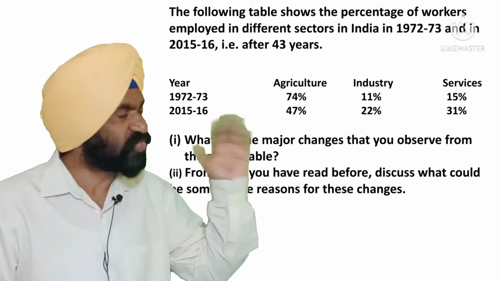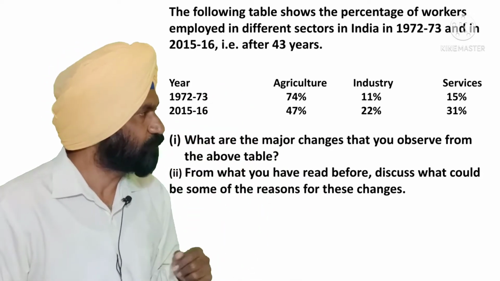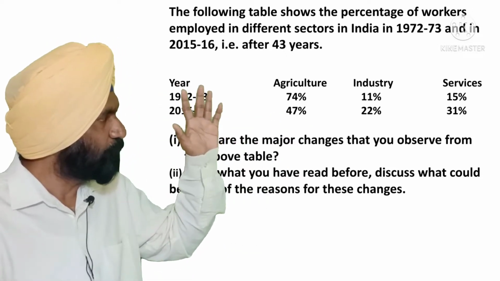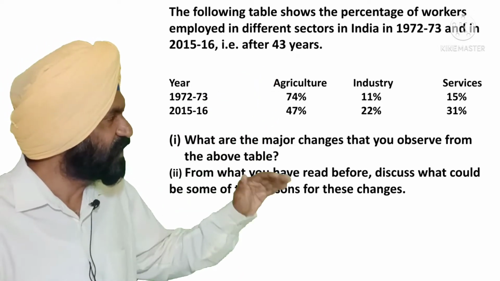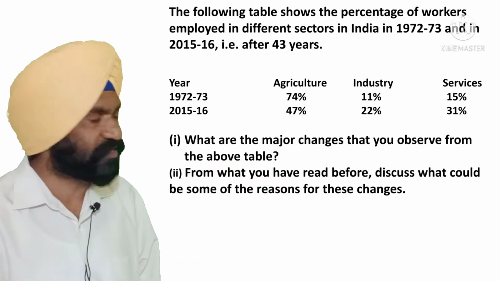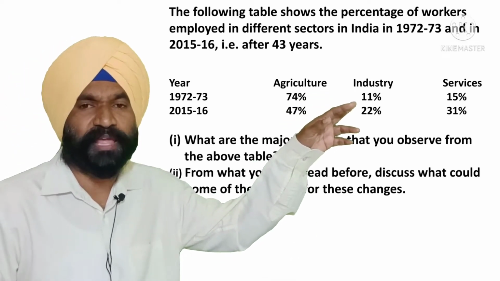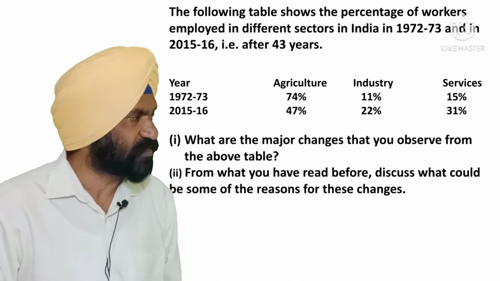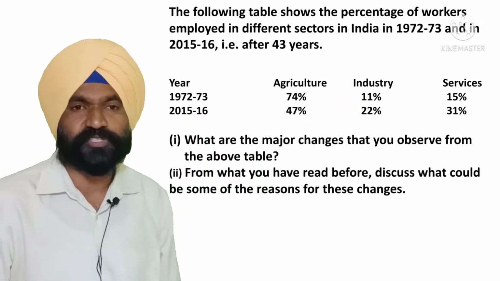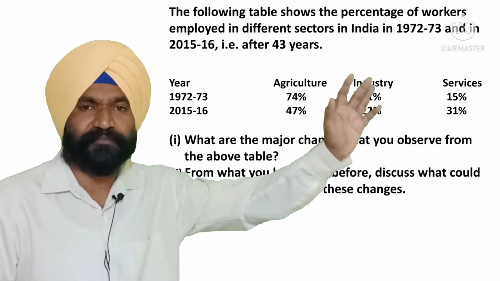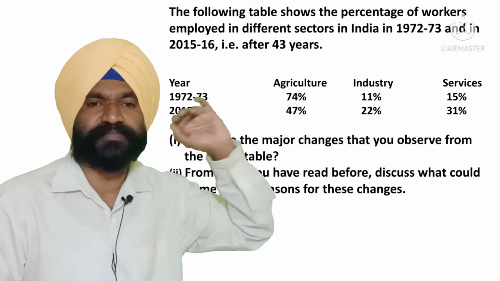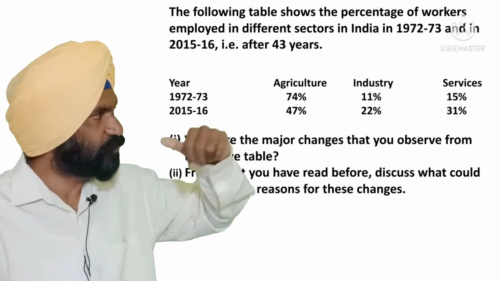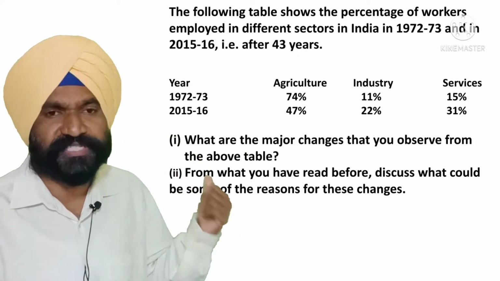Now, what are the major changes that you observe from the above table? The major changes we observe are that the percentage of people employed in agriculture has decreased from 74% to 47%. The percentage of people employed in industry has increased from 11% to 22%. And in the service sector also, the percentage of people employed was 15%, now it has become 31%. These are the major changes we see here from 1972-73 to 2015-16.